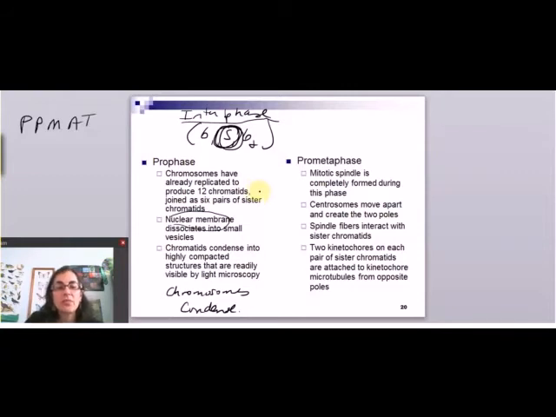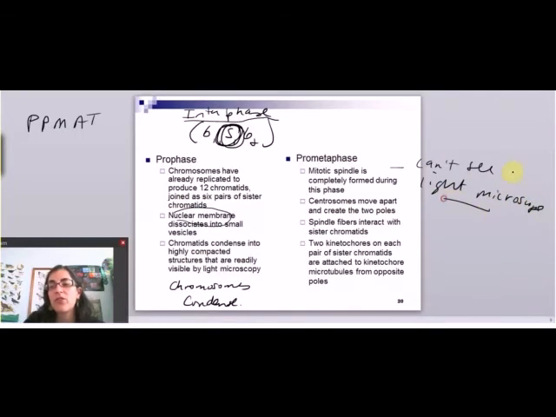So then it goes into prometaphase. The mitotic spindle is fully formed at this point. You can't see the spindle under our microscopes. So I want to let you know that because you're going to be using the scopes to identify the stages, but you can't ever see the spindle with the light microscope. So in the microscopes, we're not going to see a lot of this happening, but the centrosomes have moved apart to the 2 poles at this point.